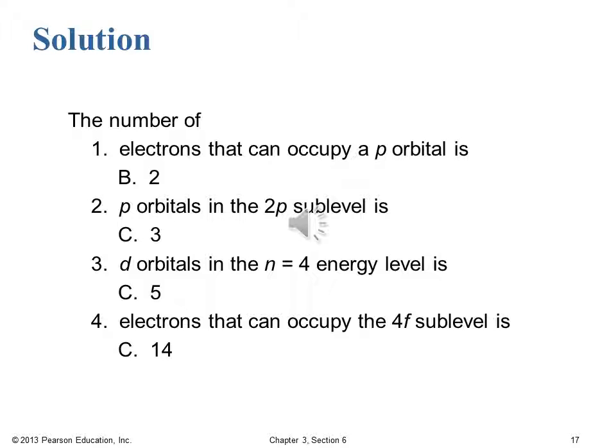And then finally, the number of electrons that can occupy the 4f sublevel is 14, right? There's 7 f orbitals in any of the f sublevels, 4 on up for principal energy level, and therefore, since there's 7 orbitals and each orbital can accommodate a spin up or a spin down electron, or more correctly, a spin up and a spin down, we can have a total of 14 electrons occupying that 4f sublevel.